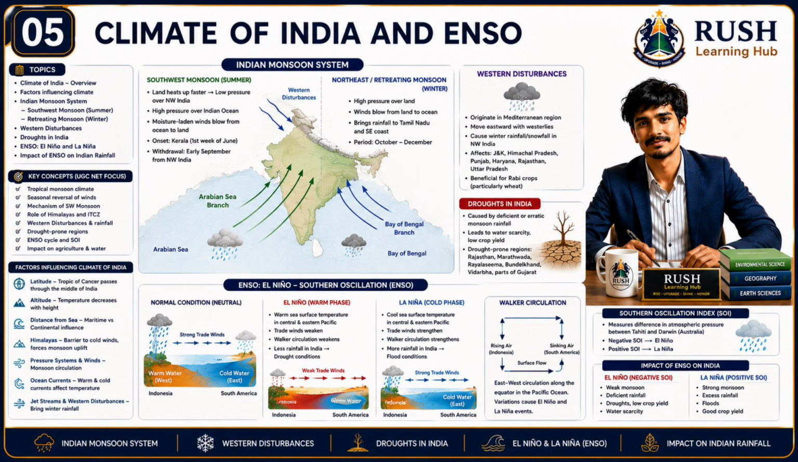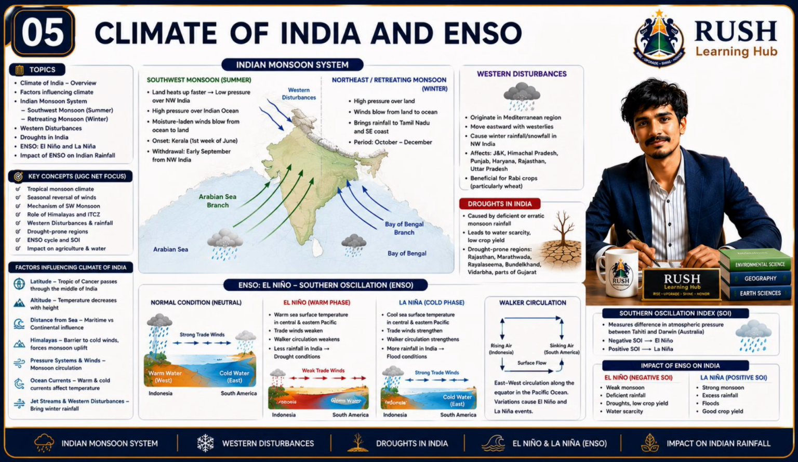Another important feature affecting the climate of India is the western disturbances. Western disturbances are temperate cyclones originating over the Mediterranean region. They travel eastward with the westerly winds and bring winter rainfall and snowfall to northwestern India. States such as Jammu and Kashmir, Himachal Pradesh, Punjab, Haryana, Rajasthan, and Uttar Pradesh receive precipitation due to western disturbances. These rains are extremely beneficial for rabi crops, particularly wheat.